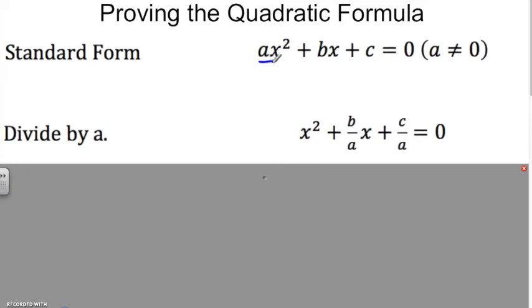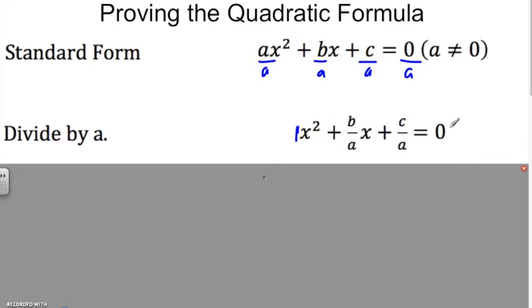So this is really a divided by a giving us the 1x squared here. Now we're going to divide the b by a, we're going to divide the c by a, and technically we're dividing the 0 by a because whatever we do to one side we have to do to the other. But 0 divided by a is still going to give us 0. So that's why we don't put the over a there, because anything that we take 0 and divide by is going to give us 0.